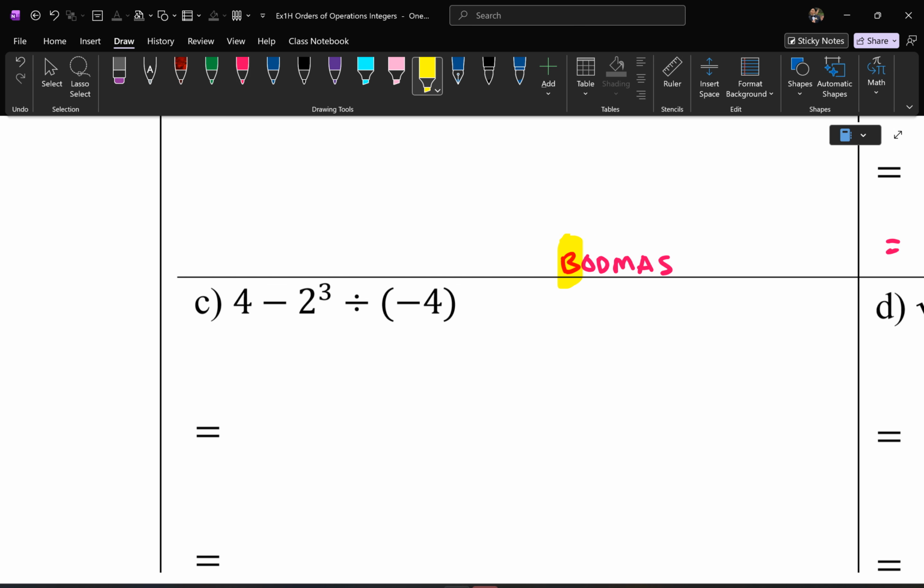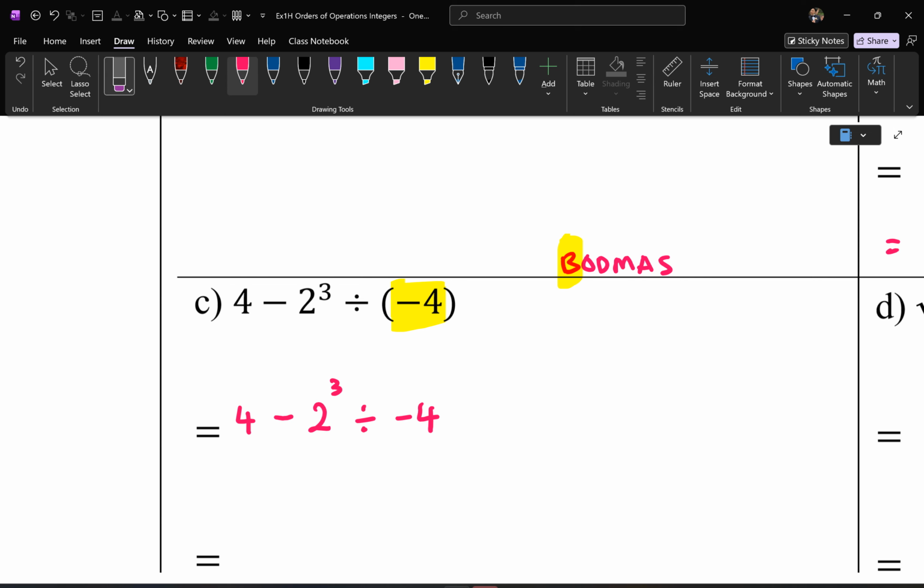Brackets. So we do have brackets? Yes, we do. So inside the brackets, what do we have? Let's go with Lewis. What's inside the brackets? -4. So inside the brackets, we've got -4, and that's all we got. There's nothing else you can do. So your first line is you say -4, remove the brackets, and rewrite what you have. So you've got a 4, subtract 2 cubed, and you got a divide.